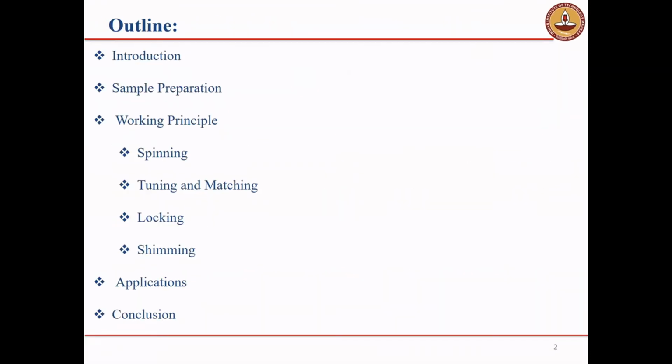Today I'm going to introduce NMR spectroscopy, sample preparation, and working principles like spinning, tuning and matching, locking, shimming, and applications of NMR spectroscopy.